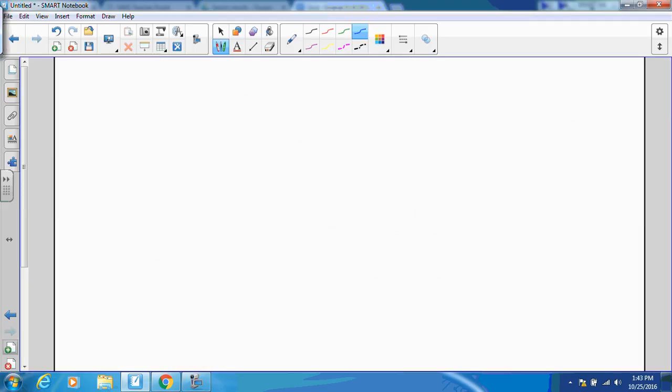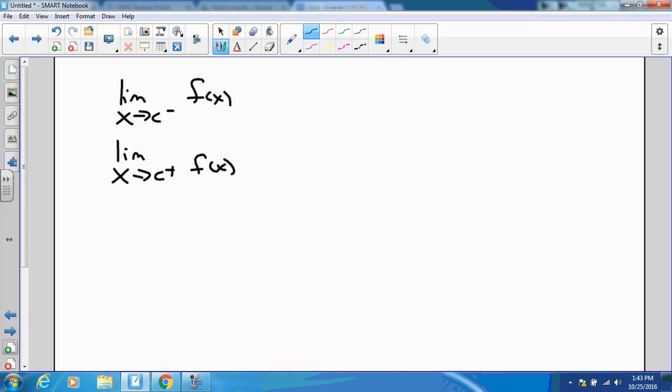Then let's talk now about one-sided derivatives. To get there, I want to take you back to this notation right here. Remember this? How did we pronounce this? The limit, everybody. The limit as x goes to c from the left. And that's it.